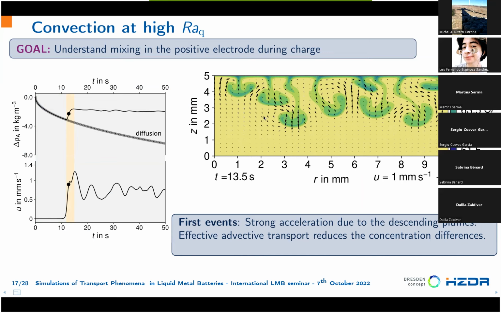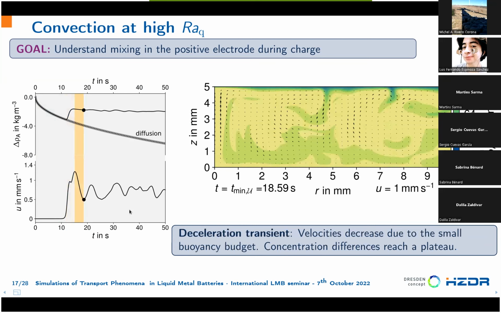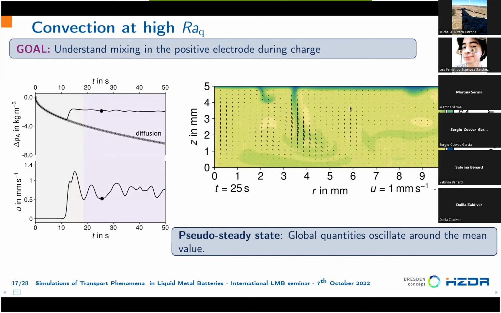The effective advective transport here is able to reduce the concentration difference and, with the penetration, generates a strong acceleration in the flow. Then the maximum velocity is reached. The full layer is now involved in the phenomenon of solutal convection, and we reach a plateau in the concentration. The velocity then decreases, so we have a deceleration transient, and then we move to a steady state condition in which the global quantities oscillate around the mean value.